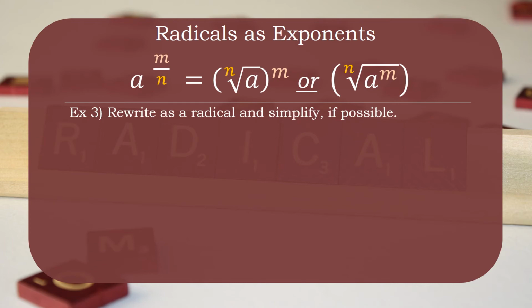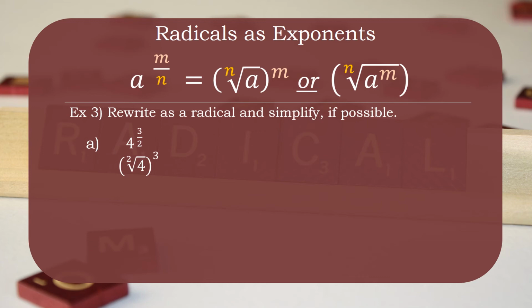Let's look at example 3. Rewrite as a radical and simplify if possible. For a, we have 4 raised to the power of 3 over 2. Notice 4 is your base. That will become your radicand, the part under the radical. And then start with the denominator. Your denominator is a 2, which will become your index. So let's rewrite it as the square root of 4, all raised to the power of 3.